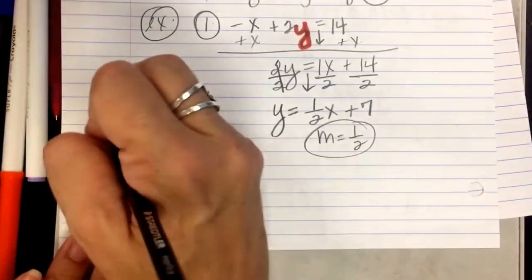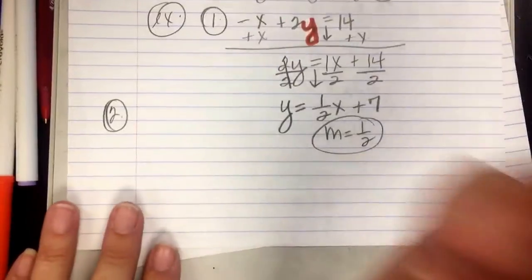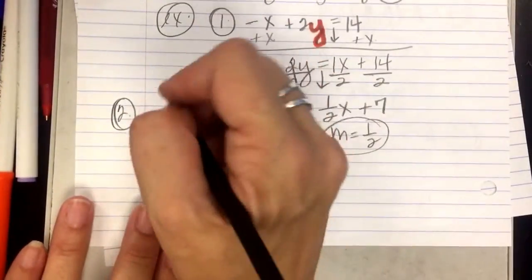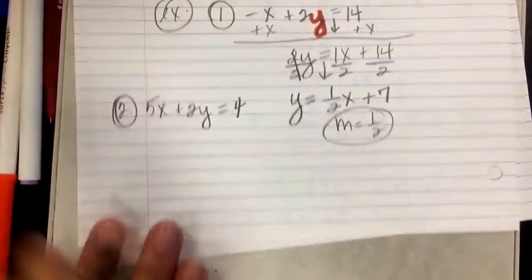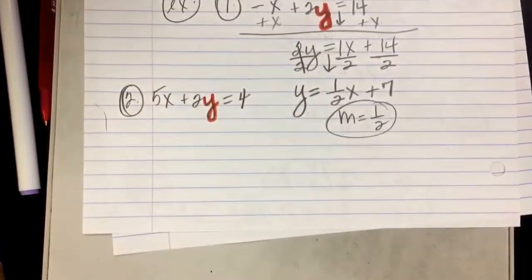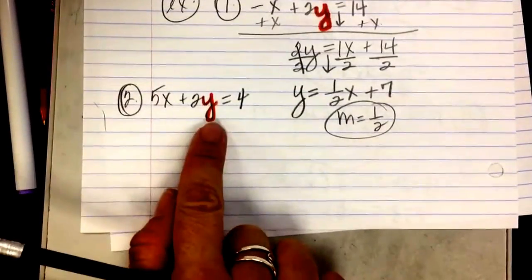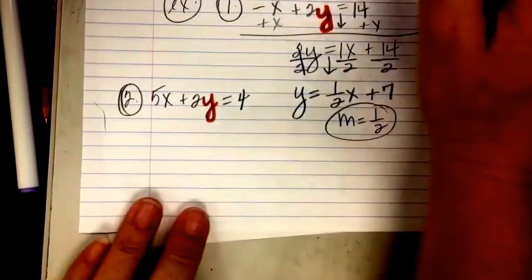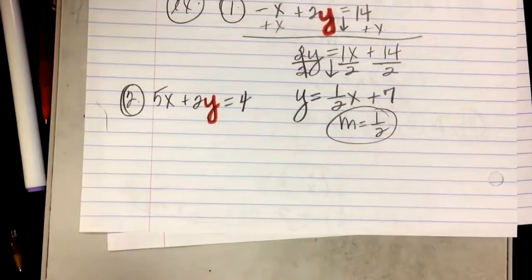You're going to have to do that a couple of times. Let me try one more here. Second one. This isn't part of your review, but I'm adding it because you need it. 5x plus 2y equals 4. Again, I've got to get y all by itself to figure out what the slope is, because the slope is not 5. It doesn't matter what's stuck to x until it's in that y equals form, and then we have that mx plus b structure.